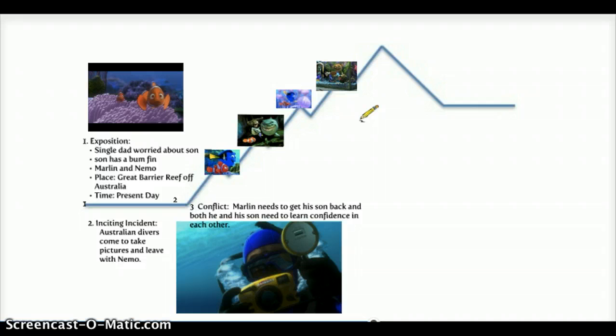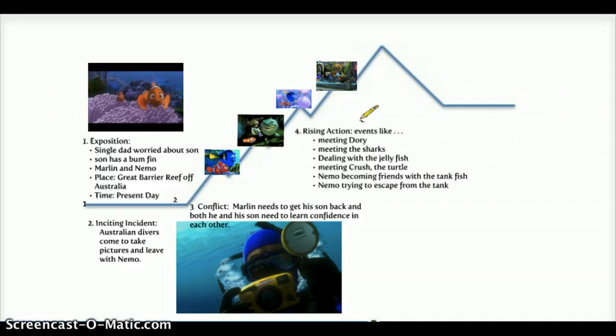All right, in our Finding Nemo example, the rising action includes once Nemo's off to Australia and Marlin's trying to get him, you have events like when Marlin meets Dory, meeting the sharks, dealing with the jellyfish, meeting Crush the turtle. Then you have the whole story with Nemo becoming friends with the fish that are in the tank, Nemo trying all these different ways to be able to escape and get back to his dad. All of these things, the conflict hasn't been resolved, but these are all a result of the conflict. And it's what makes most of the story. I'll pause and get those things written down.